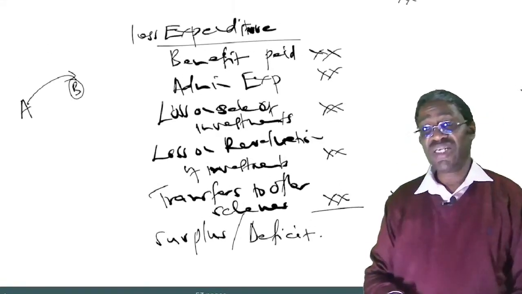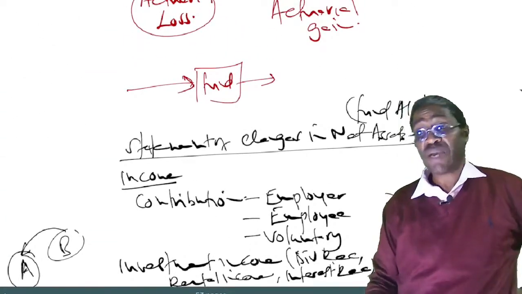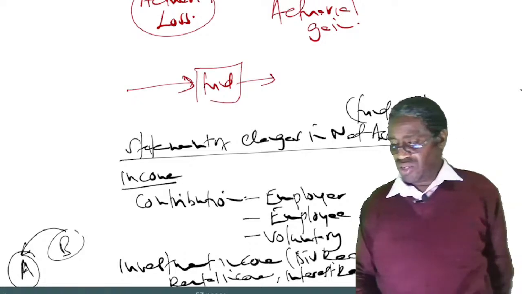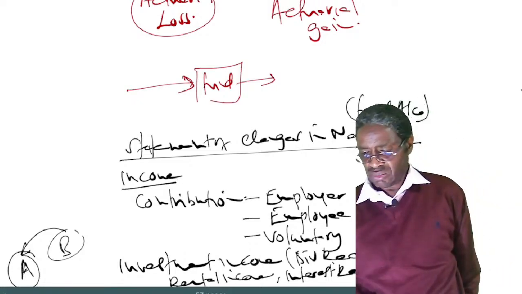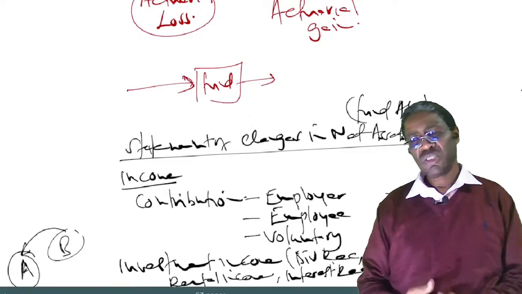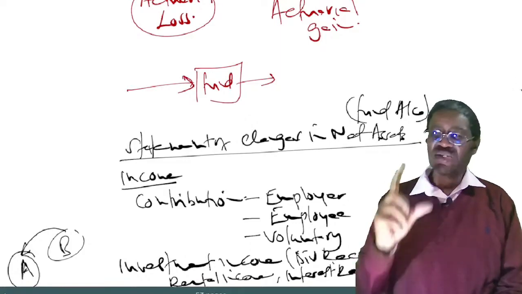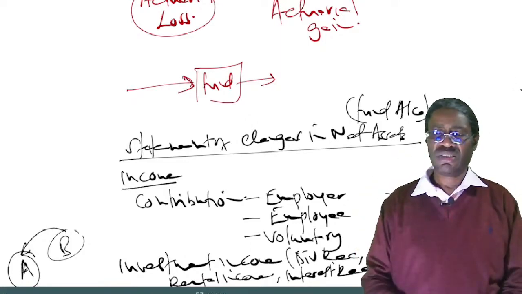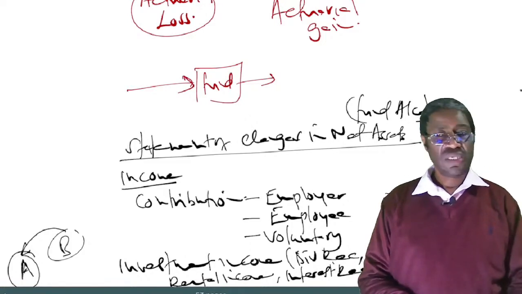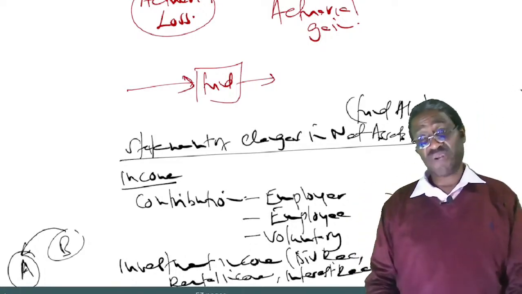Write a subheading: final accounts of a funding agent, as a subtopic. Then you say this, number one: statement of changes in net assets, in brackets, fund account.